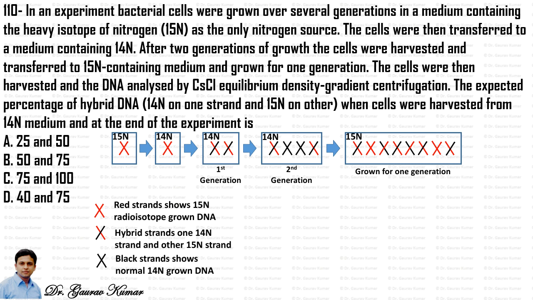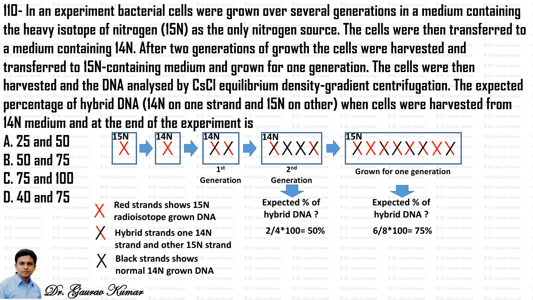isotope. The question is asking what is the expected percent of hybrid DNA after second generation in the 14N, and what is the expected percentage of hybrid DNA in the 15N. So the answer comes out to be that in 14N you can see that there are 2 hybrid DNA out of the total 4, so it is 50%, and in the 15N you can see that there are 6 hybrid DNA out of the total 8, so that comes out to be 75%. So the option B, 50 and 75, is correct.